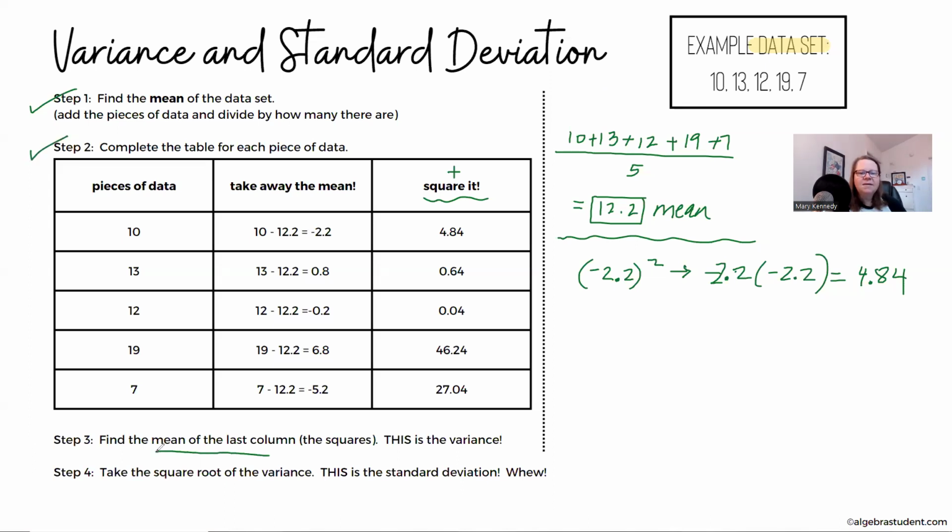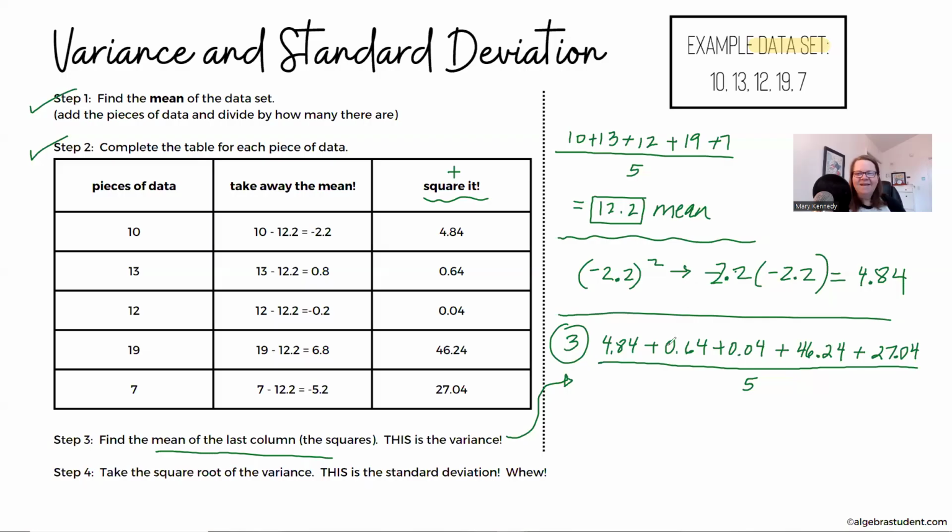Find the mean of the last column. Well, we just did the mean, so we know that for step 3, we're going to do the same process. We're going to add them up and divide by the number of pieces of data, which is still 5 things. So go ahead and do that, pause, and come back. All right. When you added them all up and divided by 5, you should get the variance is 15.76. So the variance is here.